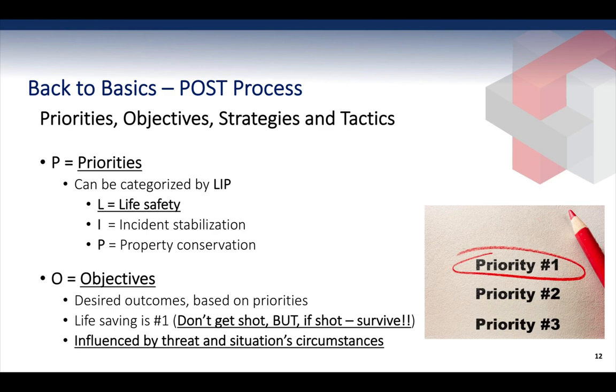POST is the acronym for priorities, objectives, strategies, and tactics. So you'll see that there's a little bit of an overlap with the other information we've done with the POST process, such as the POST priorities. So priority is life safety. We've talked about that. You have the LIP acronym, life safety, incident stabilization, and property conservation. That's a security acronym for three things that you want to protect.